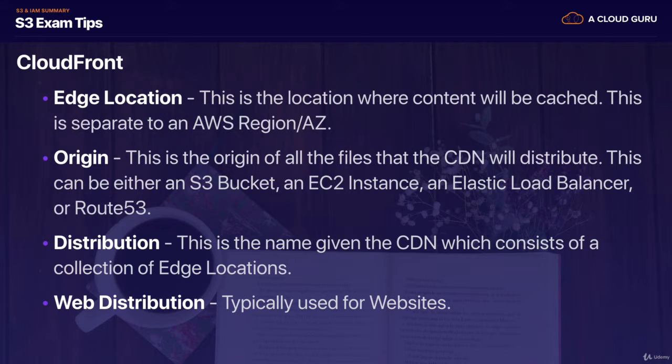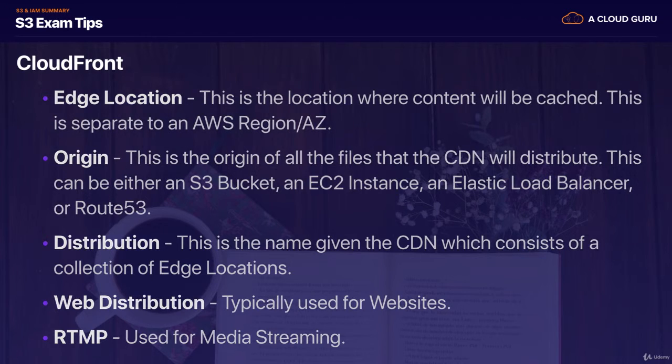And then we have two different types of distributions. We've got our web distributions. This is typically used for websites. And then we've got RTMP. This is used for Adobe Media, and it's used for media streaming.